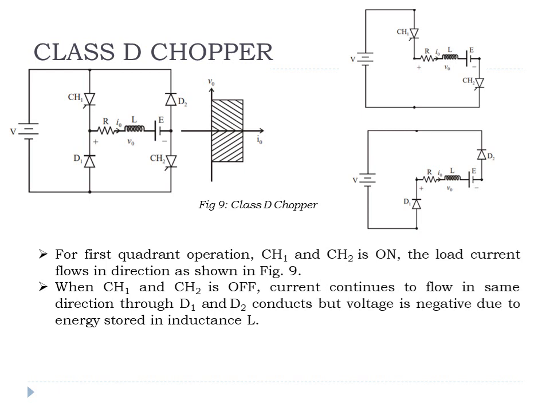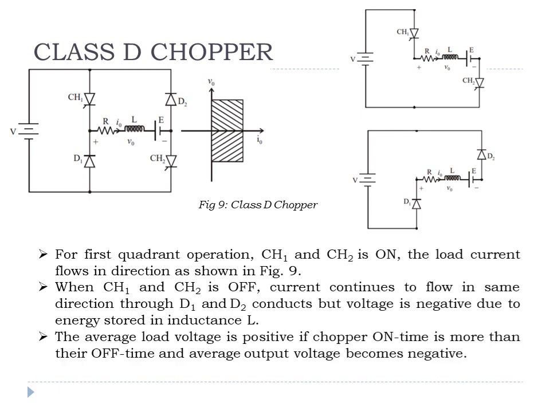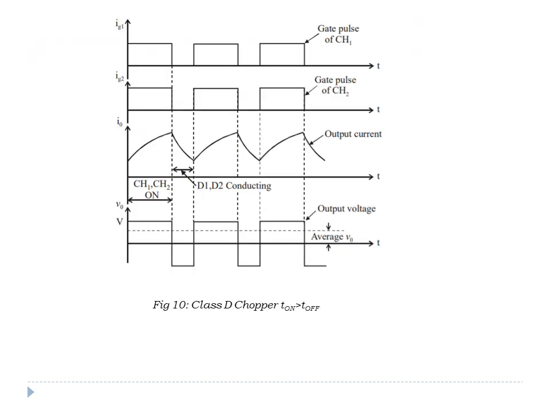When diode D1 and D2 conduct, the voltage is negative due to the energy stored in the inductor. Therefore, if the on time is more than the off time, the output voltage is positive, otherwise the output voltage is negative. This can be observed by seeing the waveform of the circuit in detail. So this is the waveform when on time is greater than off time. We can see that both the choppers in this circuit operation are conducting simultaneously.